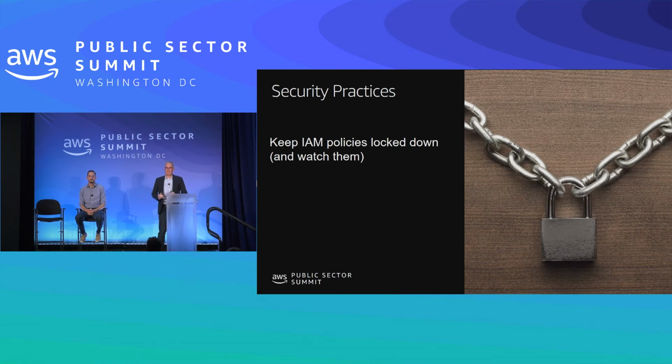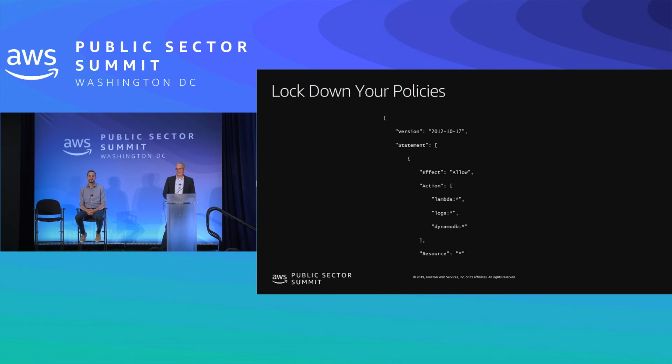Okay? The default examples out there, they tend to use the Lambda full access, which allows you to have access to everything. You can access all the things across your account. But keep them locked down. So here's an example of this. How many have seen a policy like this? You know, you got Lambda star, log star, DynamoDB star, resource star. You can be honest.